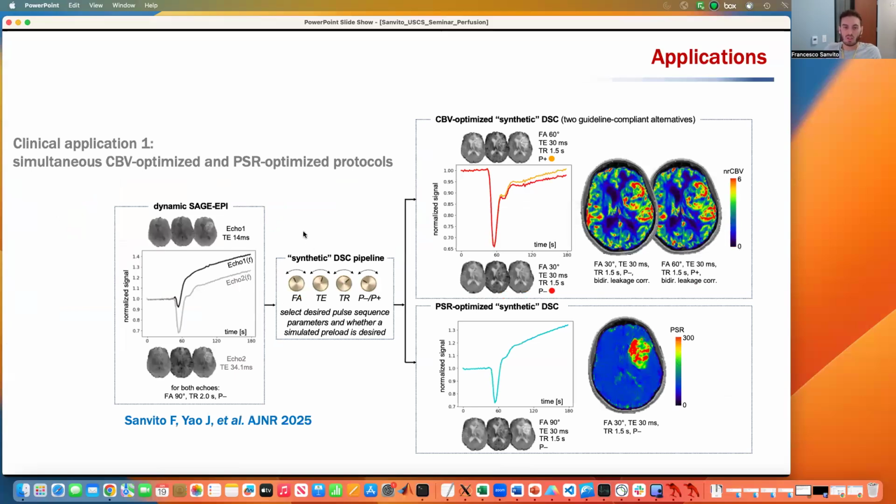The first clinical application that we thought of for this is to solve that issue for which CBV optimized DSC and PSR optimized DSC have different parameters. It doesn't matter what parameters you use to acquire, as long as you have two echoes, you can synthesize the curves with any parameters that you want. So you do one acquisition with two echoes, and now you can set the parameters to the guideline compliant CBV optimized curves that have very little T1 effects, and you can quantify an accurate CBV. Or you can choose to have parameters that are very heavy in T1 effects, and you can quantify PSR.